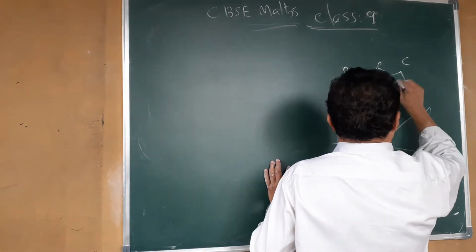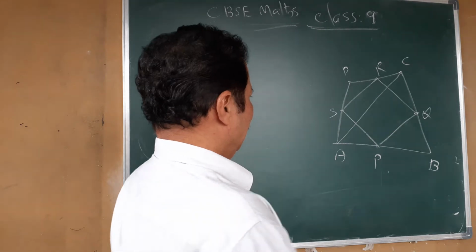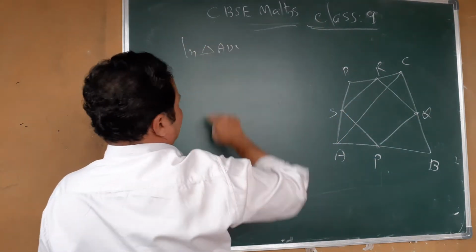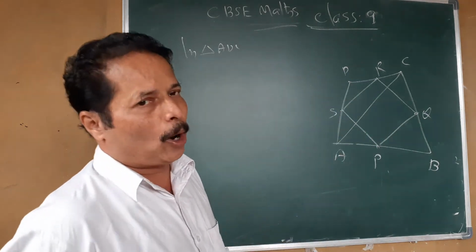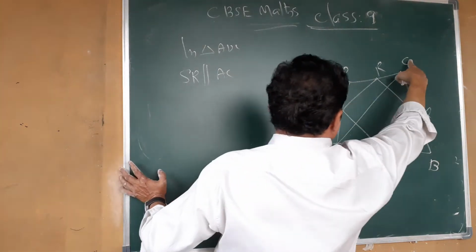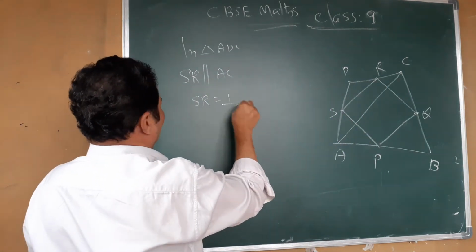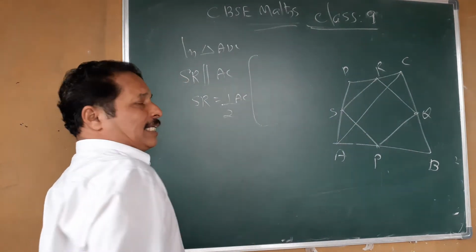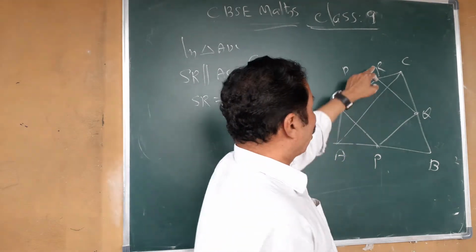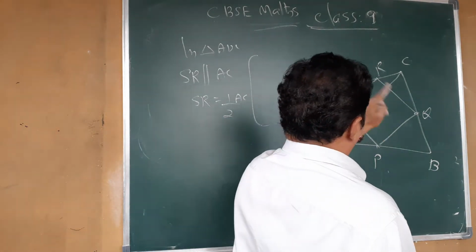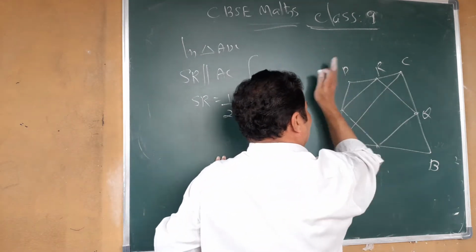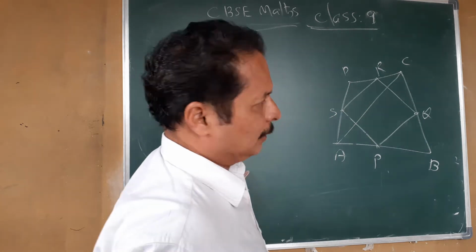Let's draw the diagonal AC. Now consider triangle ADC. In triangle ADC, S and R are the midpoints. So SR is parallel to AC and SR is equal to half AC. That already you studied, the midpoint theorem. The line segment joining the midpoints of two sides of a triangle is half of the third side and parallel to the third side.